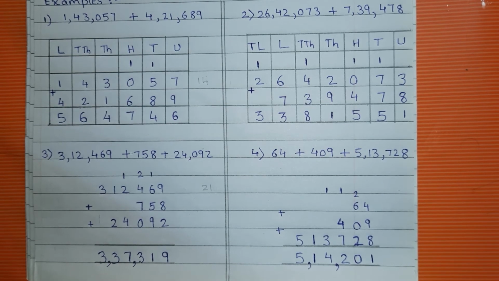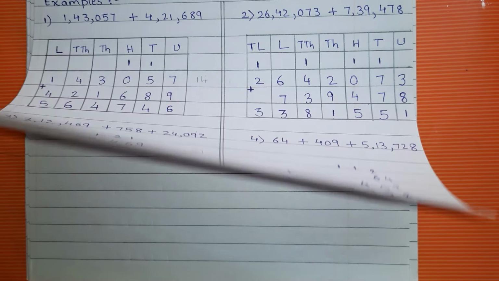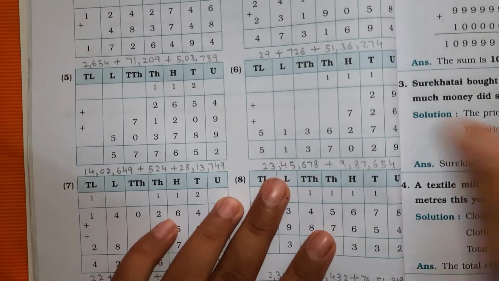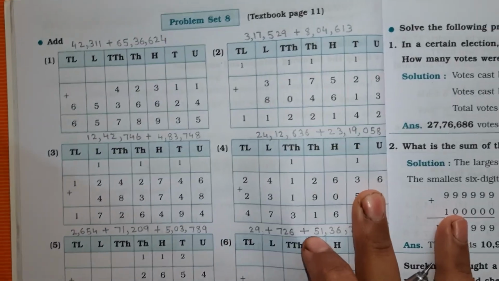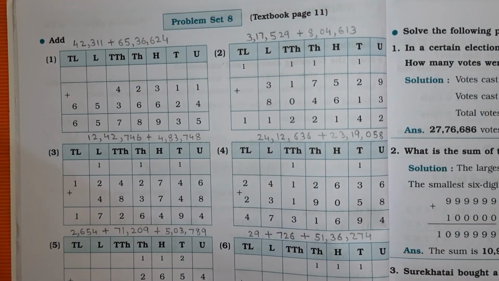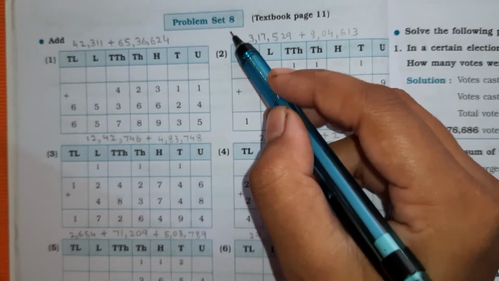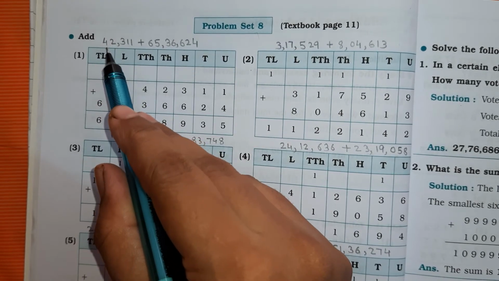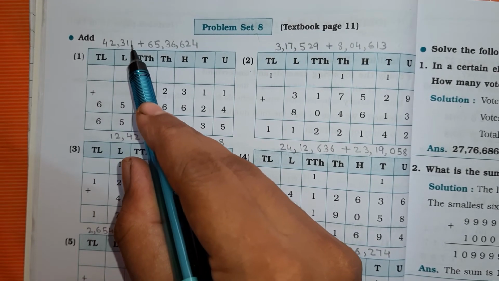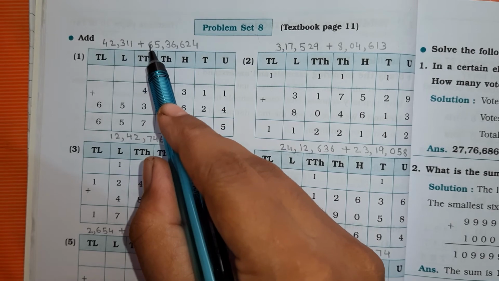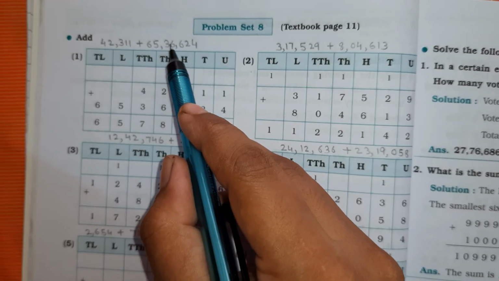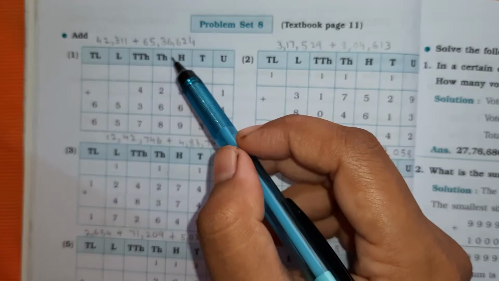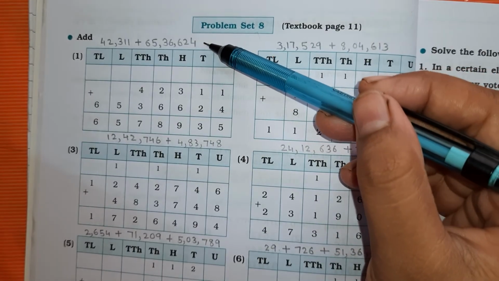Okay. So problem set 8 I am taking from the master key. So here it is solved properly. Okay. First question. You also have to solve like this only. Problem set 8. Okay. First question is 42,311 plus 65,36,624.